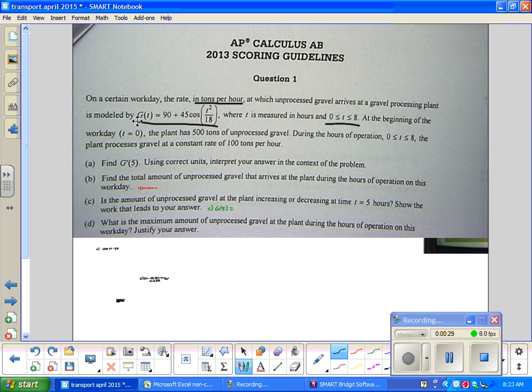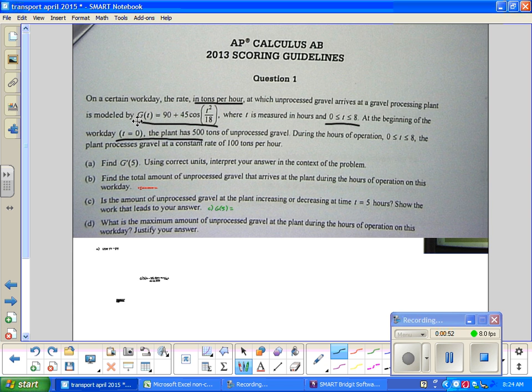At the beginning of the workday, there's 500 tons. All right, so it's 500 tons of gravel. So G of 0, all right, G of 0 equals 500. So there's 500 tons sitting there. That's our initial condition.